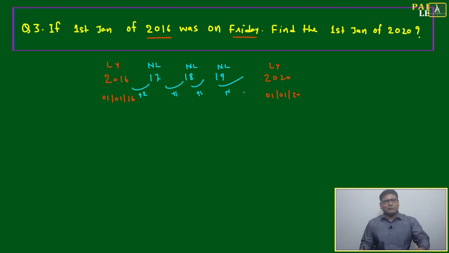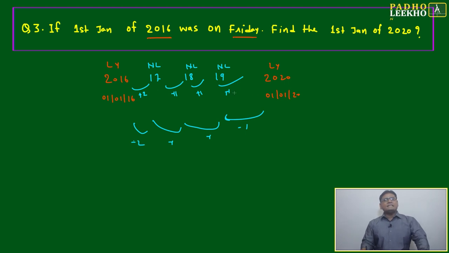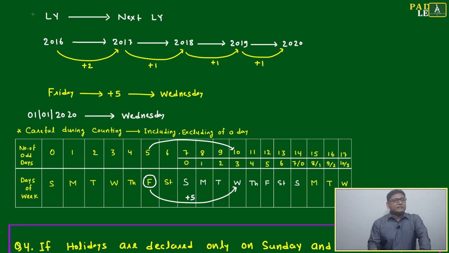In the last question, we were going in the backward direction. If we want to go from 2020 to 2016, then it will go minus: minus 1, minus 1, minus 1, minus 2. But here, from 16 to 20, it is just plus, simple. From a leap year to the next leap year, this is a very good flow of the year. Many times questions will be framed based on that.